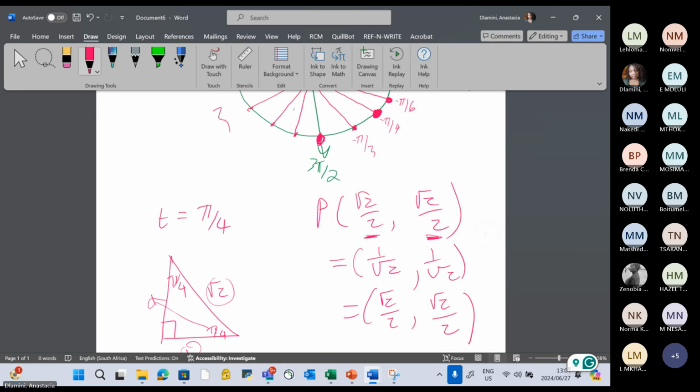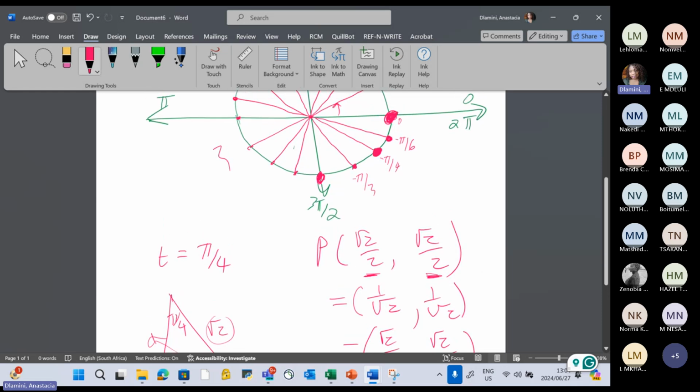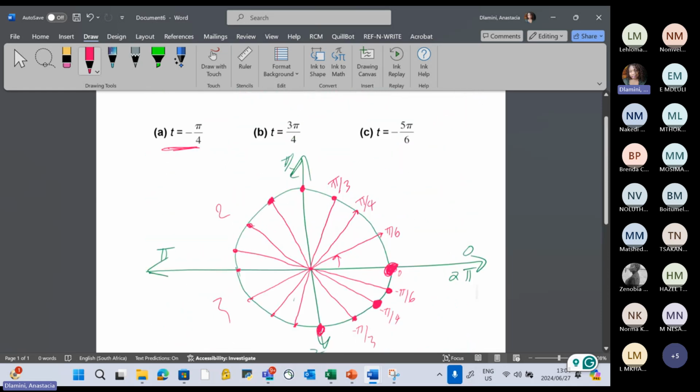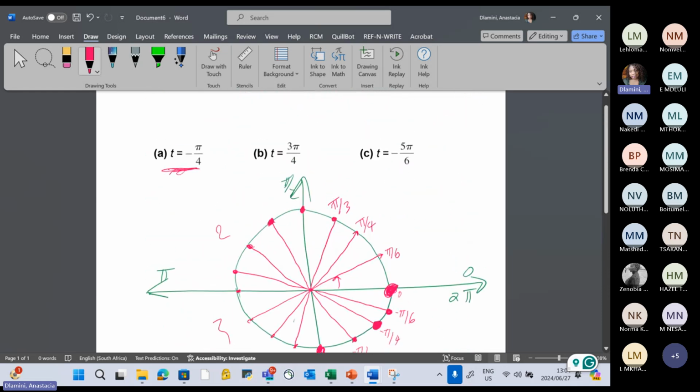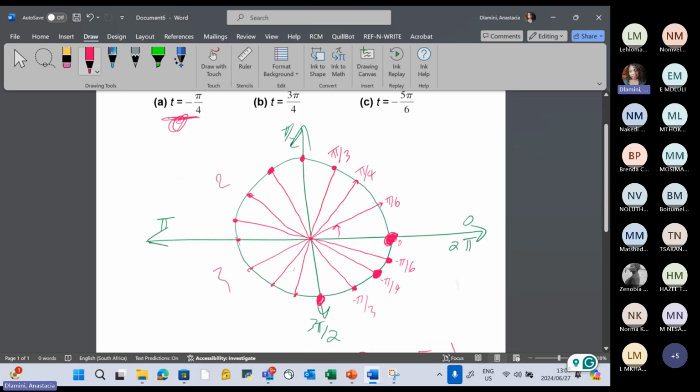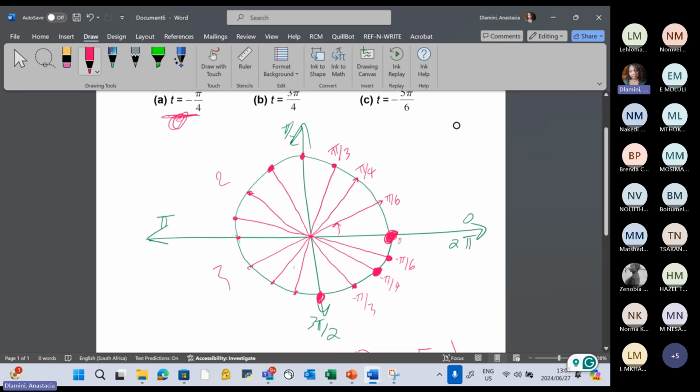Now that you're done with the terminal point for pi over 4, we are looking for negative pi over 4. In which quadrant is negative pi over 4? The fourth quadrant. And we know that in the fourth quadrant, the sign of the x value is positive, and the sign of the y value is negative. Do you see that? Yes.